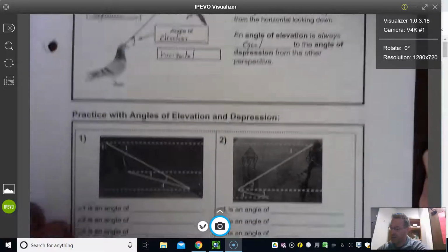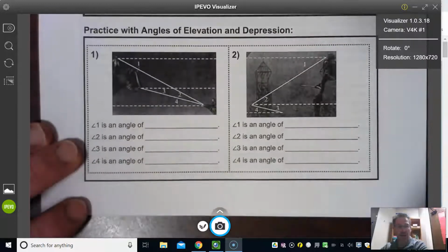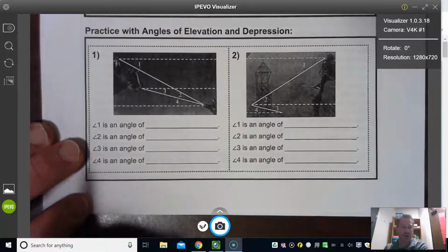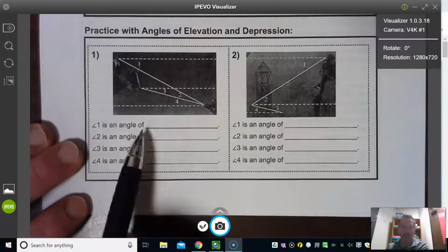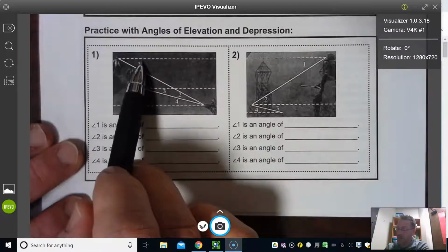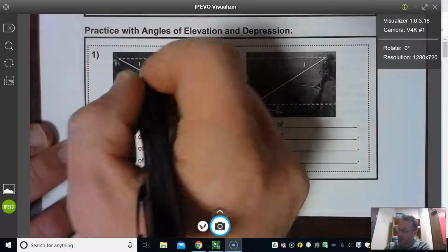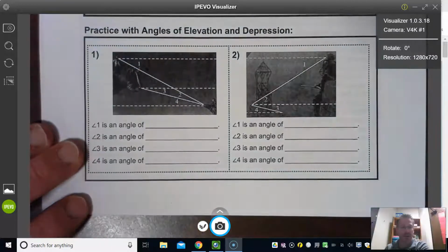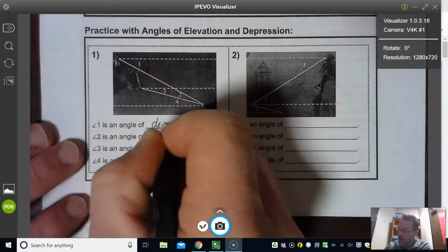So if we jump down to number 1 here, when we look at angle 1, I'm going to find angle 1. So here's angle 1. Notice it's touching this horizontal and it's going down. You can't really see my black pen on black there, but it's going down. So that would be an angle of depression.